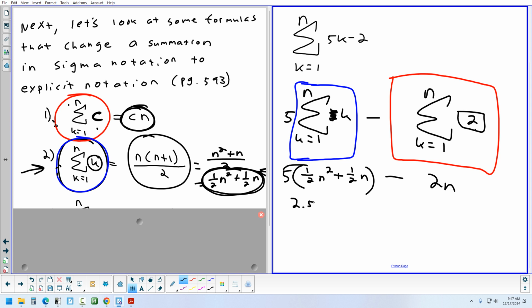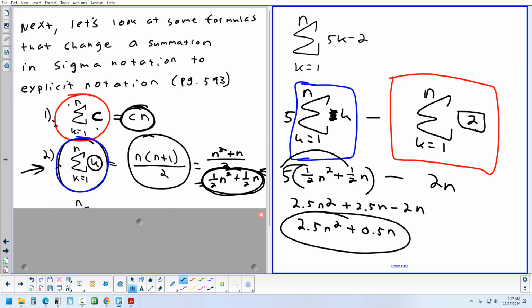Yep, so it's 2.5 n squared. And then what's 5 times a half again? 2.5. 2.5 n minus 2n. What's 2.5 n take away 2n? 0.5 n.